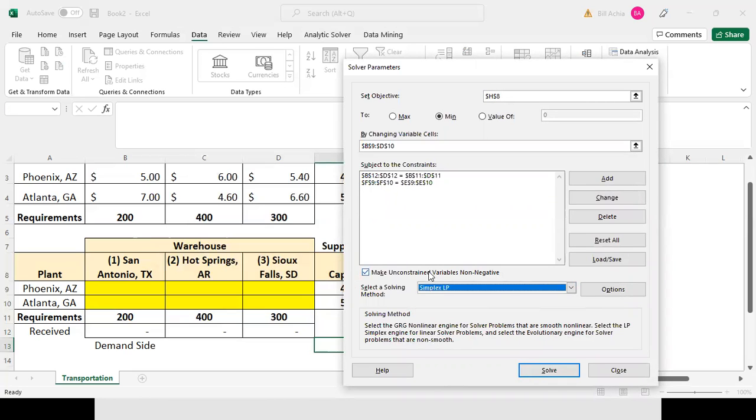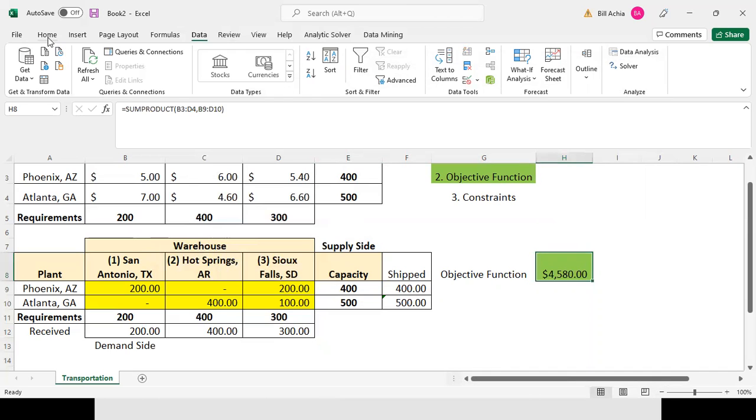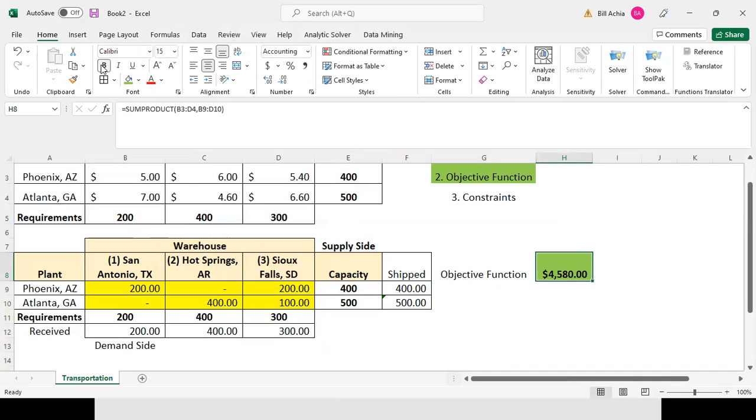method and that my unconstrained variables are non-negative. We don't want to have a negative solution. We don't have negative amounts being shipped unless that's like a return, which is really not something we're interested in right now. So we solve and come up with a solution. The solution you have here should be the lowest possible cost for the information that you're provided with here.